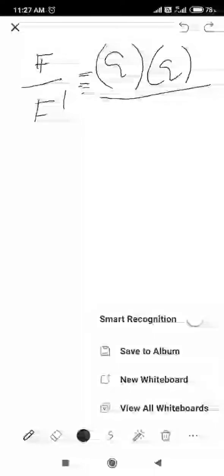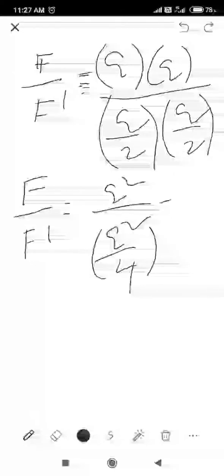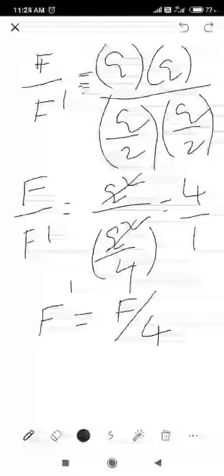In the second case, as two charges are kept in contact and removed, charge on each sphere becomes Q by 2. So Q1 is Q by 2 and Q2 is Q by 2. Therefore we can write F divided by F dash is equal to Q square divided by Q square by 4. So if you cancel Q square and Q square, you get 4:1. Therefore F dash is equal to F by 4. This is the problem.